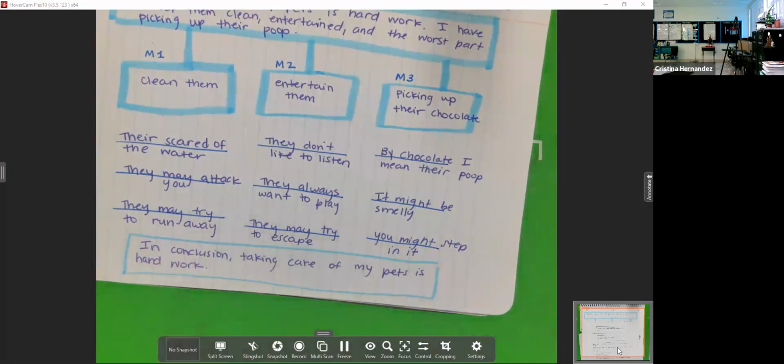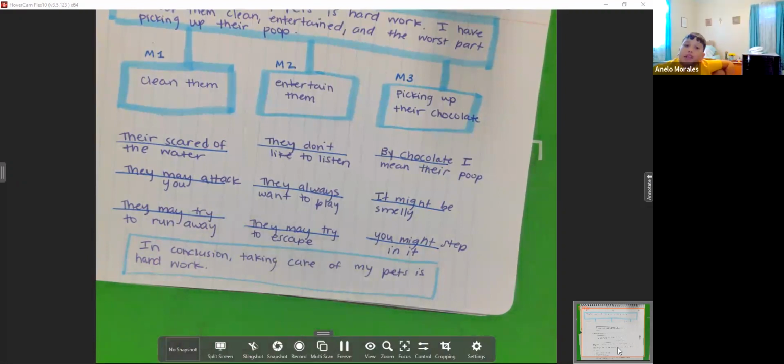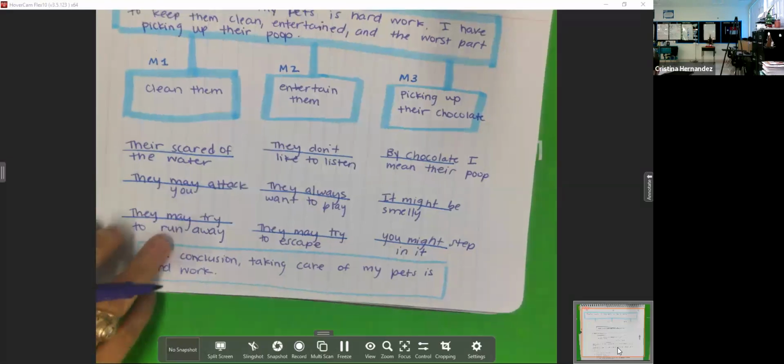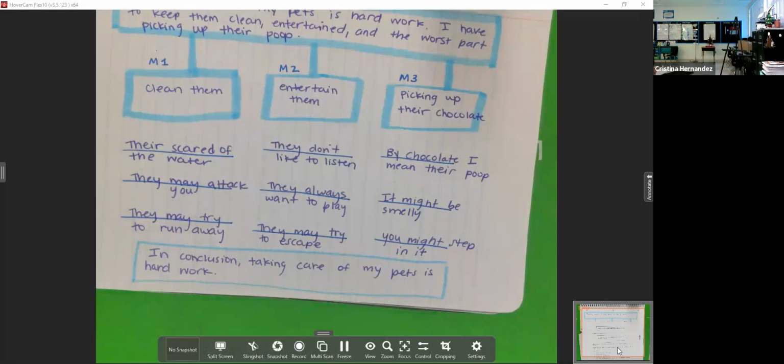Do we have a lot of jobs when taking care of pets that we have to do? There's a lot of details in the parts. The parts are easy themselves. The ideas that could happen are hard. So, in conclusion, taking care of my pets is hard work. I have to clean them, I have to keep them entertained, and I have to pick up their chocolate.